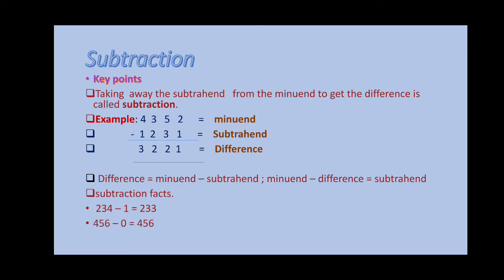Next, if you subtract 0 from any number, you will get the number itself. Blindly you can write the answer as the given number. And the next one: if you subtract the same number from a number, you will get your answer as 0. Take any number and subtract the same number and your answer will be 0.